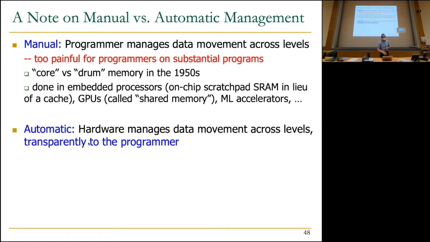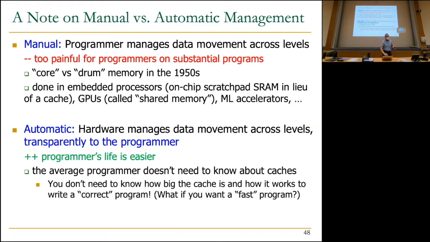Automatic is completely different. We do things transparently to the programmer. So as a result, the programmer's life is easier. The programmer doesn't need to do anything, basically. And magically, programs become faster because somebody, hardware, keeps the data in an internal cache that's not visible to the programmer. This sounds nice, right? So as a result, the average programmer doesn't need to know about caches. You don't need to know how big your cache is, how it's structured, etc., to write a correct program.